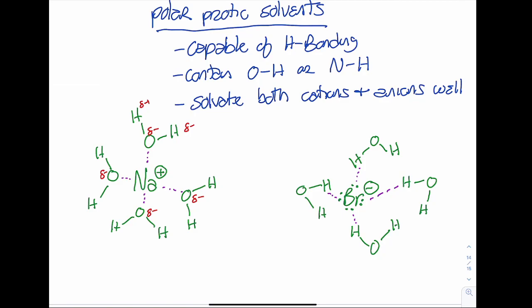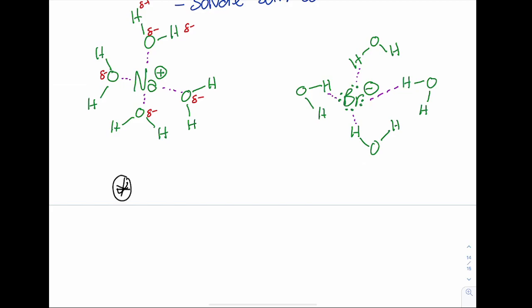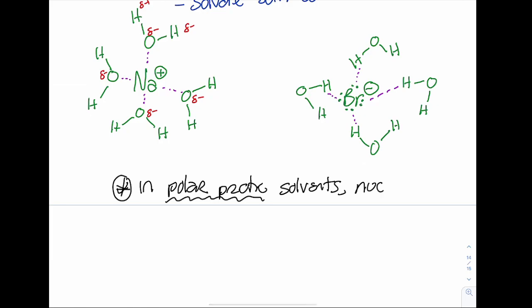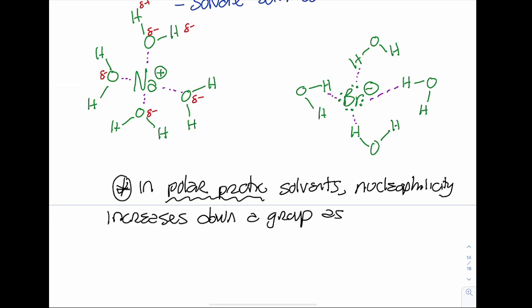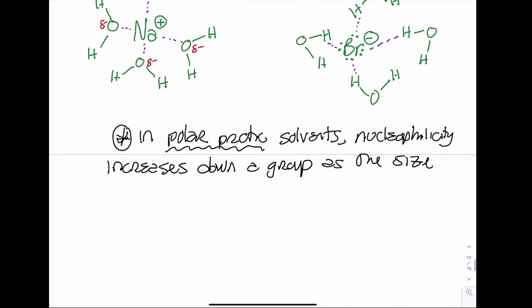If I have polar protic solvents, nucleophilicity is going to increase down the group as the size of the anion increases. This is going to be the opposite to basicity, and we'll write that down here. So in polar protic solvents, again, we're going to recognize those by seeing that they have an OH or an NH bond. So in polar protic solvents, nucleophilicity increases down a group as the size of the anion increases.